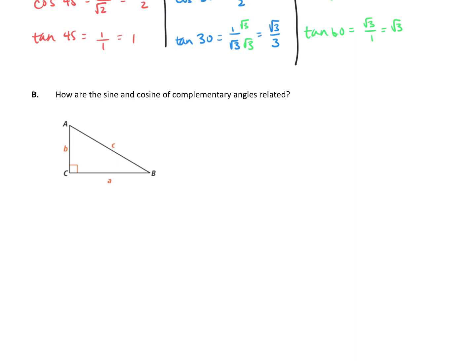Well, does anybody remember what complementary angles are? Complementary angles will add up to 90 degrees. When we look at our right triangle, we know that all three angles add up to 180. Because it's a right triangle, one of the angles will always be 90, which means 180 minus 90 leaves you 90 degrees for the other two angles. So angle A plus angle B will add up to 90 degrees, which makes angle A and angle B complementary.